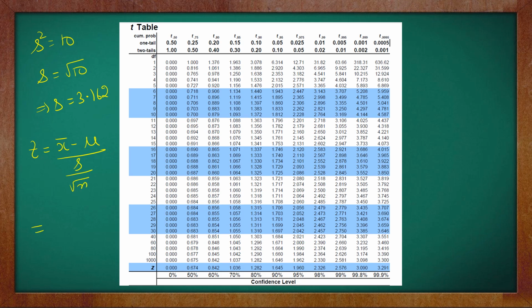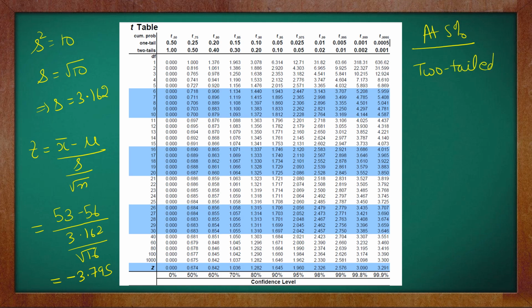Now put in the t-test: x bar minus mu over s upon root n. What is x bar? 53 minus 56, divided by 3.162 over root 16. So the answer is minus 3.795.